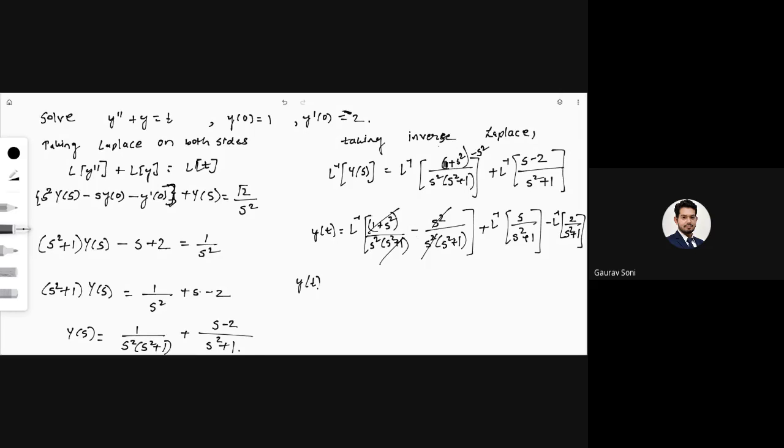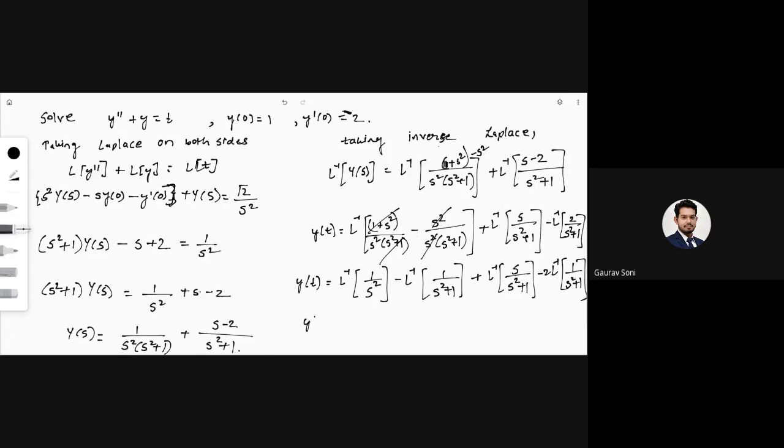So y of t is equal to Laplace inverse of 1 upon s square minus Laplace inverse of 1 upon s square plus 1, plus Laplace inverse of s upon s square plus 1, minus 2 times Laplace inverse of 1 upon s square plus 1.